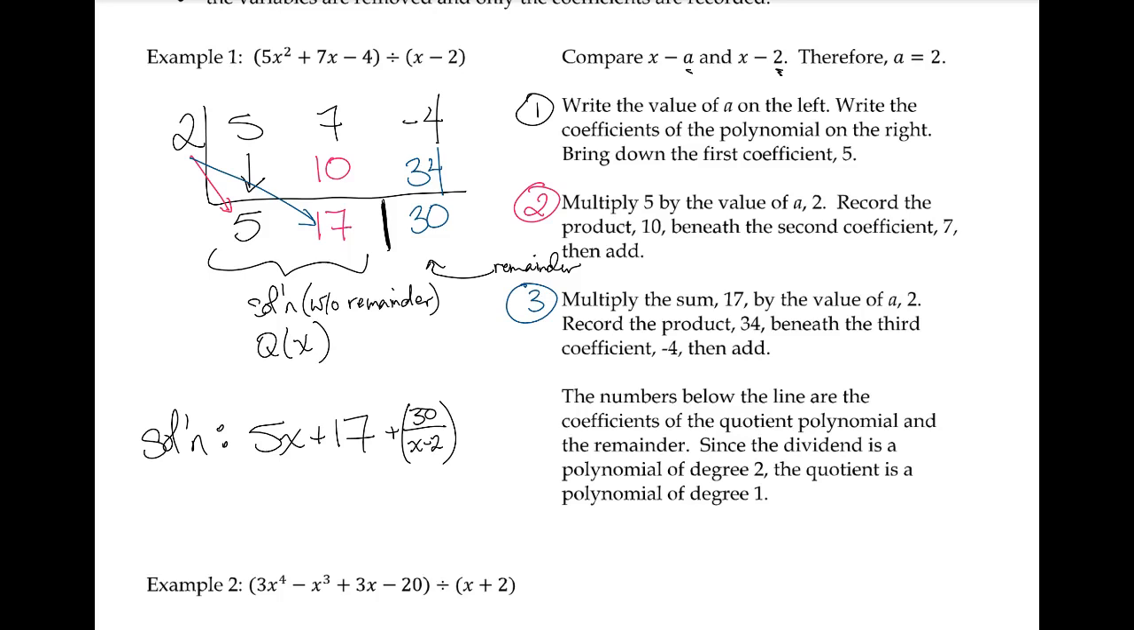Okay, and so again, we're seeing that since the dividend is a polynomial of degree 2, the quotient is a polynomial of degree 1, and that's what we're seeing right here.